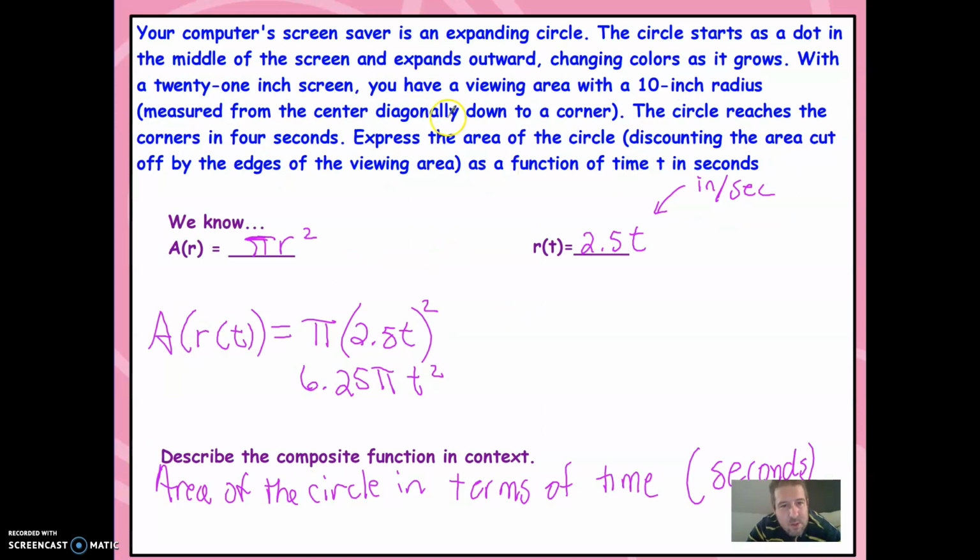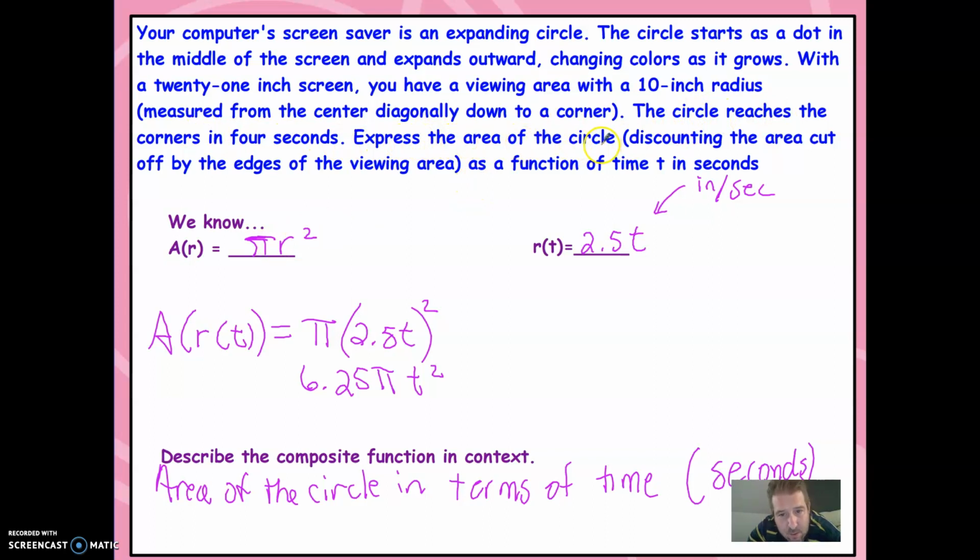Okay, so when you read this question, it tells you that your computer screensaver is an expanding circle. It starts in the center and it grows bigger over time. It also tells you that the entire viewing area of your television, well, it doesn't really matter how big the television is, because it's going to expand in a circle with a 10-inch radius. It takes 4 seconds for it to expand. So if you divide 10 by 4, you get 2.5 inches per second. That's how fast it's expanding. And the circle reaches the corner in 4 seconds.